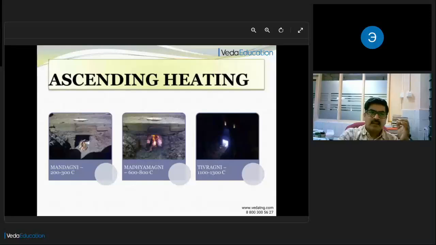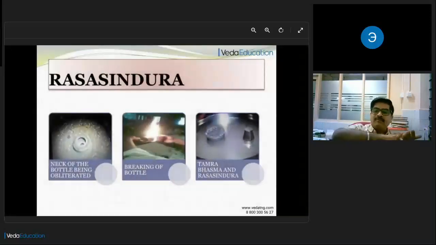Okay? Once that phase is over, once it gets cooled, that glass bottle will be broken and the resultant materials will be collected, and that will be ground to very minute powders.